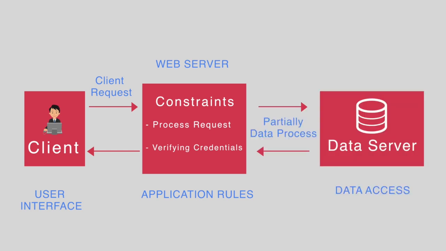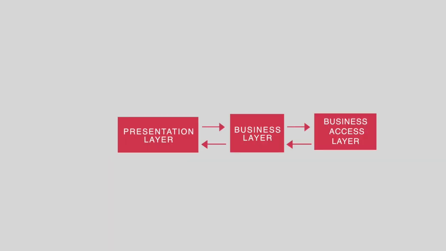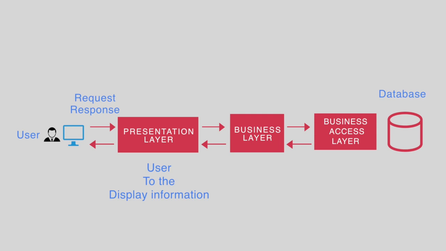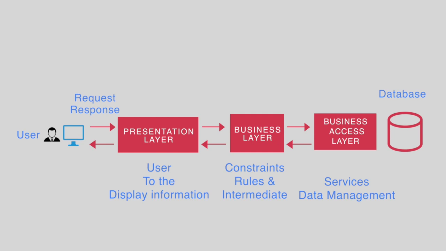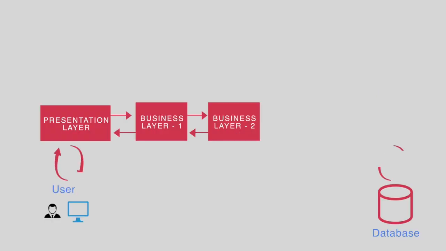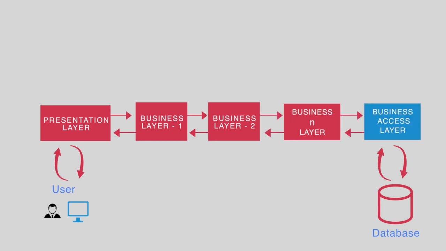We also view 3-tier architecture as the presentation layer, the business logic layer, and the database service layer. The presentation layer displays information to the user and allows data entry. The business logic layer handles intermediate rules and constraints. The database services layer includes all data management services. To have high maintainability and easy bug fixing, the business logic layer can be further divided into multiple layers as well. This leads to n-tier architecture.